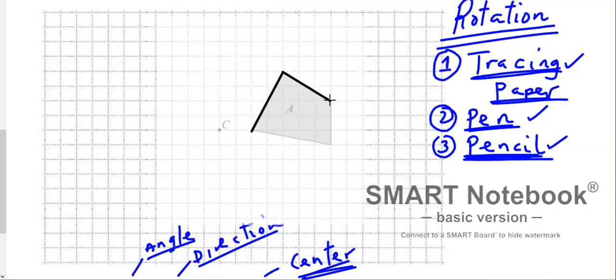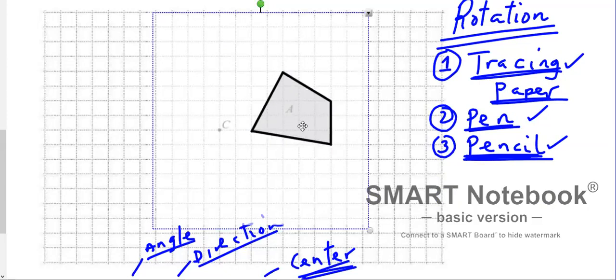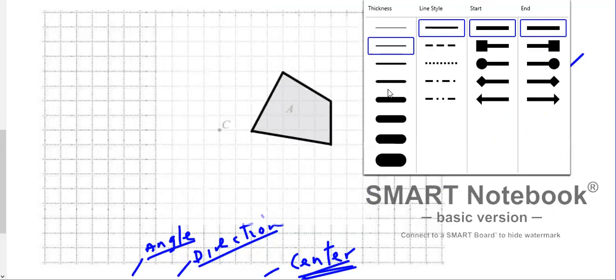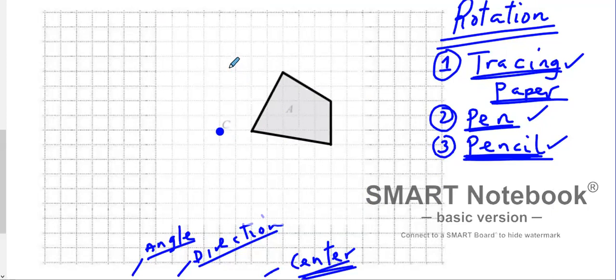Trace the shape using a pencil. Trace the shape that way. You have to trace the shape in a way that you don't create the other different shape. So you trace the shape, then on this tracing paper also you have to mark where the center is. So in this case, the center is on point C. So you have to mark the center on point C.